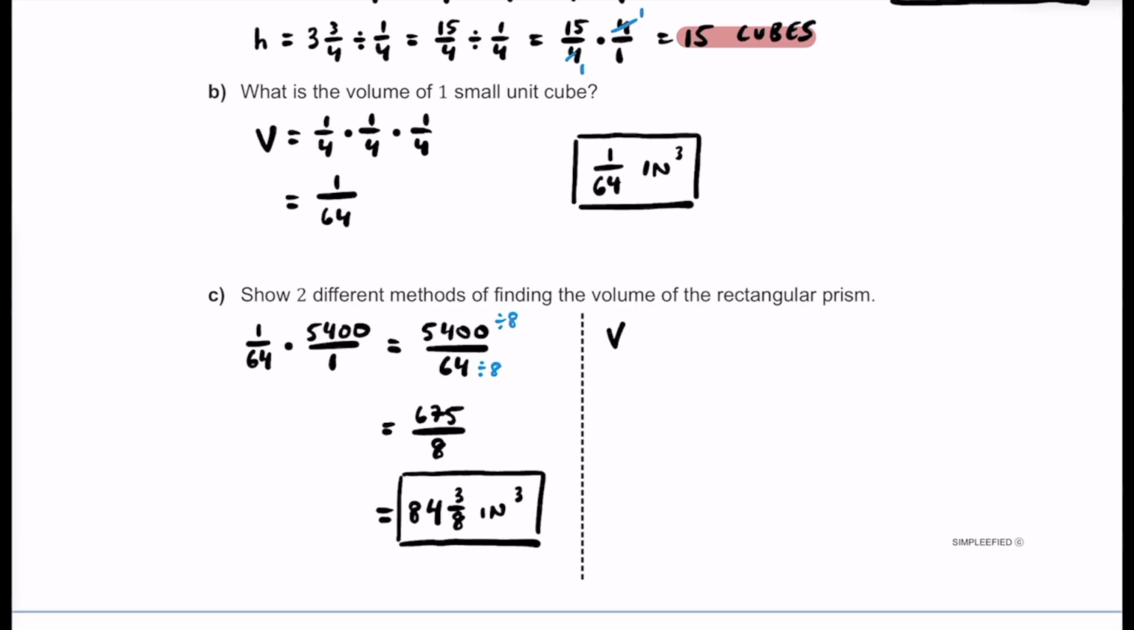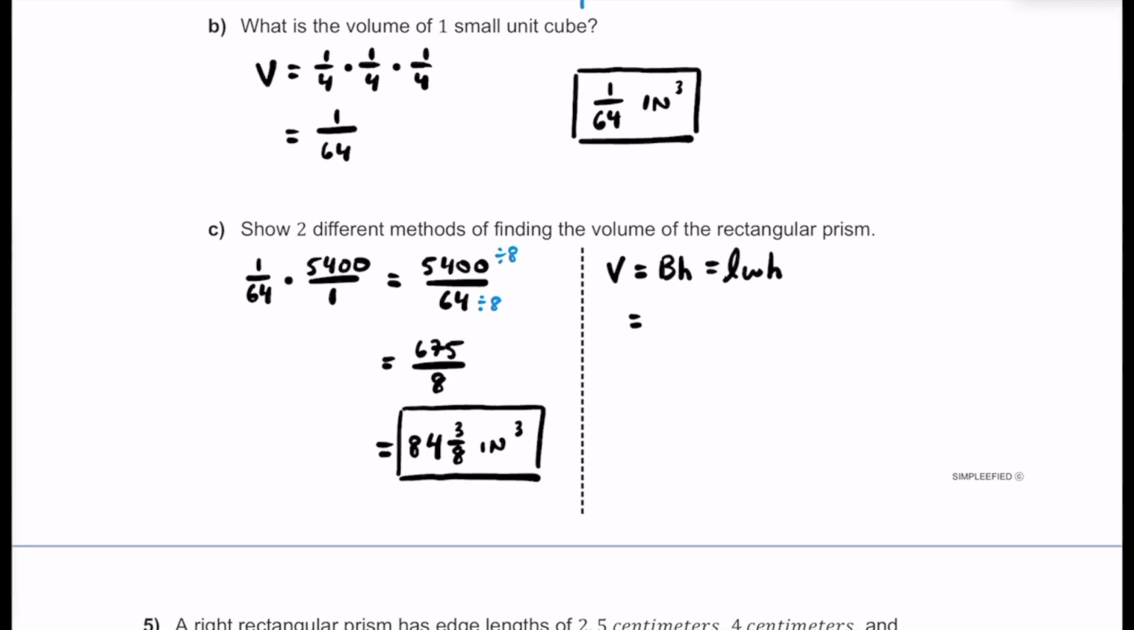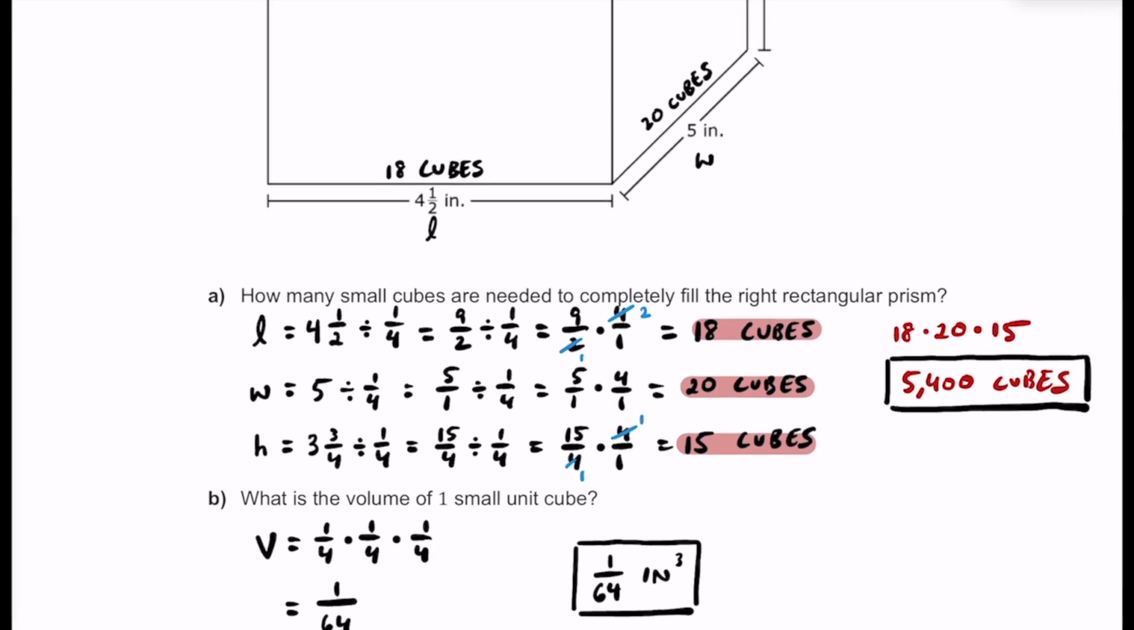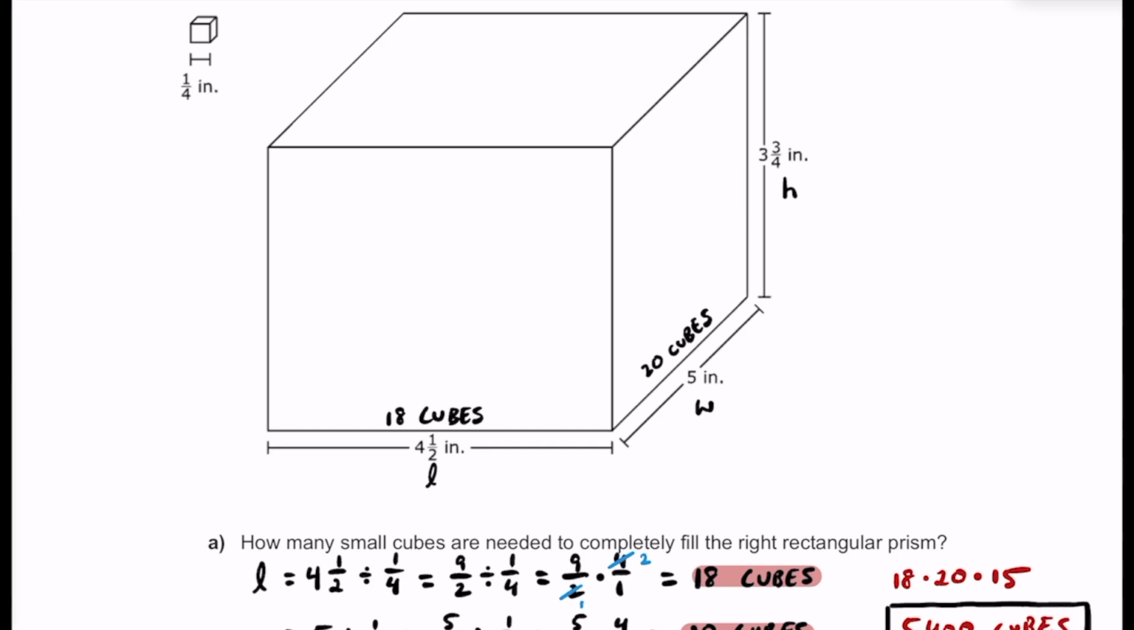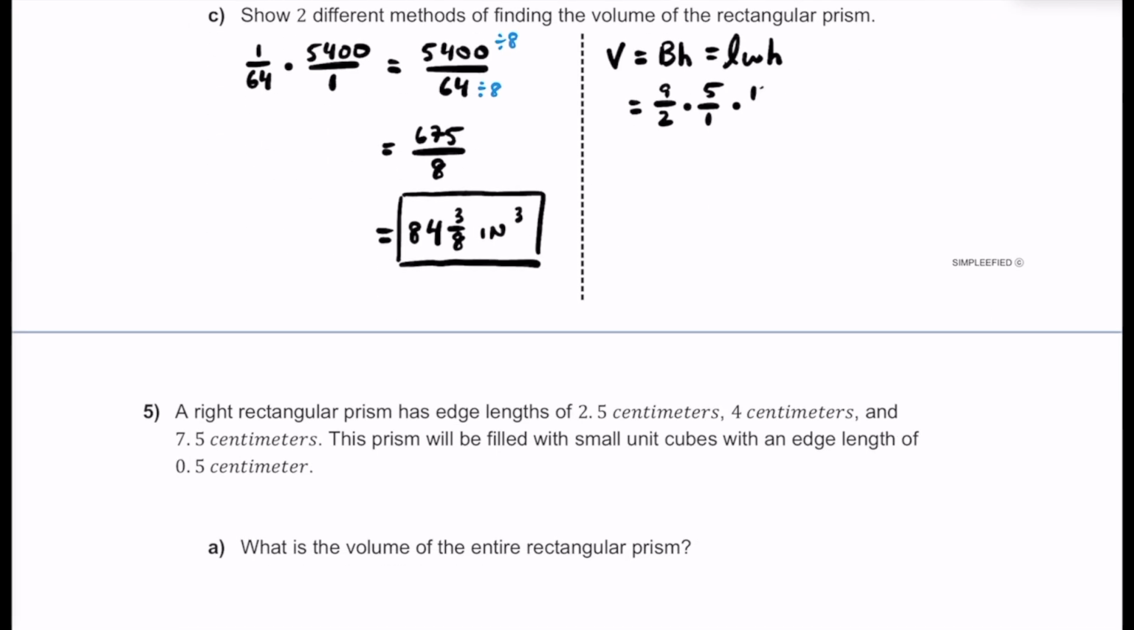Now, another way we could find the volume is just multiply the area of the base times the height, or multiply the length and width and height, because after all, this is a right rectangular prism. The length here we knew was 4.5. 4.5 is the same thing as 9/2. The width here is 5. That's the same thing as 5/1. And then the height here was 3 3/4, which is the same thing as 15/4. Okay, so the other way to do this is just multiply the length, the width, and the height.